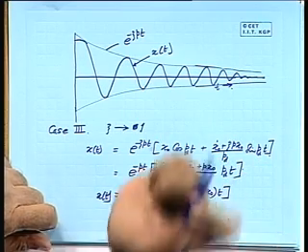So, as soon as zeta is tending to 1, the system is going to change from oscillatory motion to a non-oscillatory motion, but exponential decay is there. Okay.